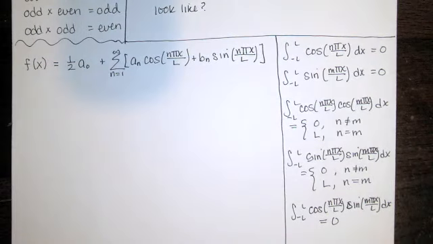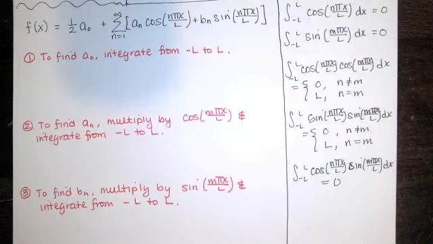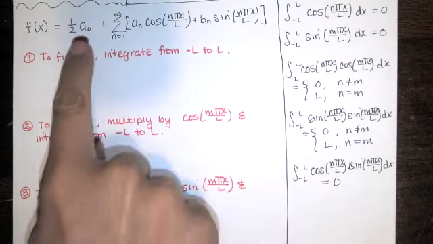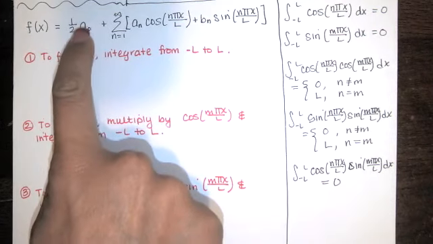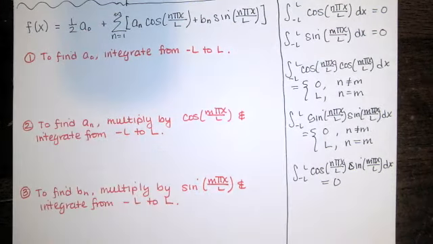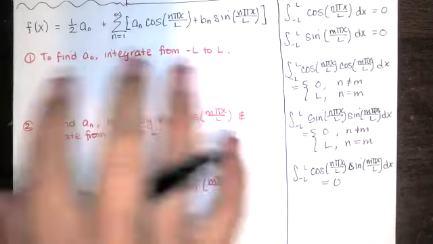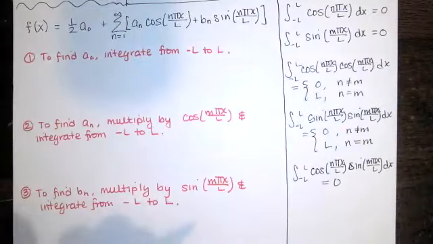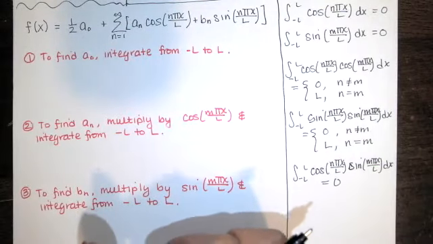And I think I'll just write this down for you and then we'll talk through it. This is what we talked about in the last video. We said if we want to find that 1/2 a naught, we want to find that a sub 0, a naught, we just integrate this whole thing. We assume that the left-hand side equals the right-hand side, and we integrate from negative L to L.